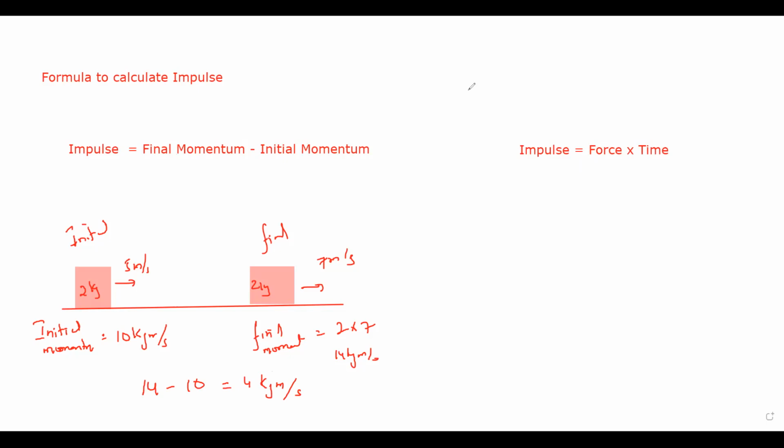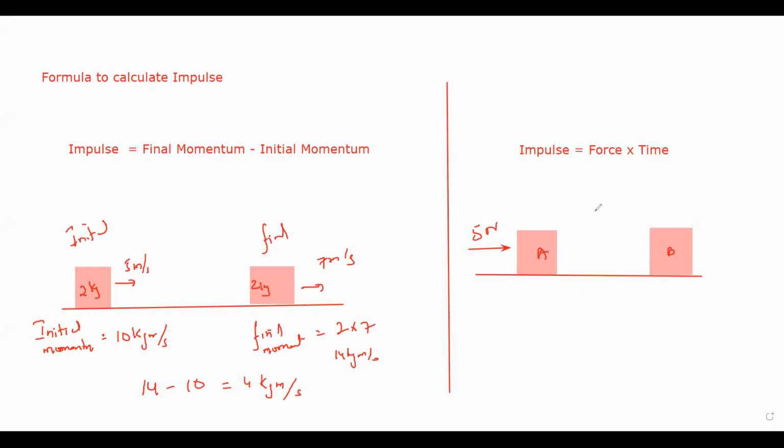But what about the second formula? If the object is moving and changes the speed, but they did not provide you the speed, they mention that a resultant force of 5 Newton is applied on the object to move from position A to position B in 3 seconds. And they ask what is the impulse or what is the change in momentum.